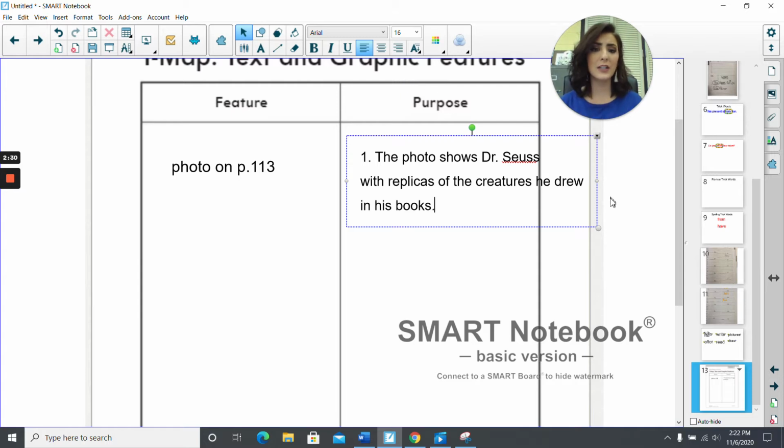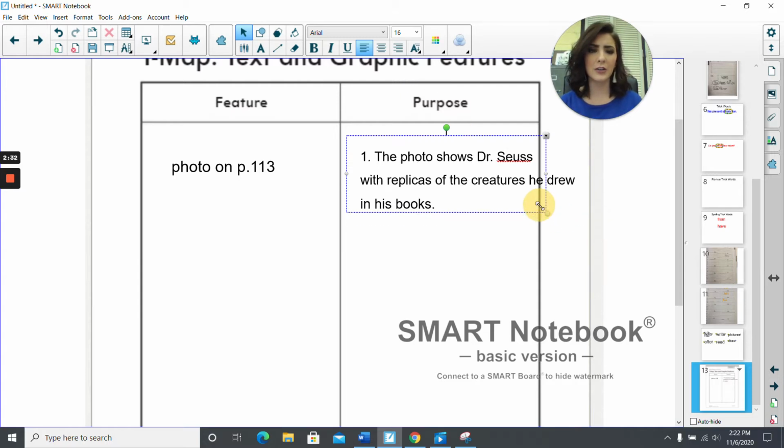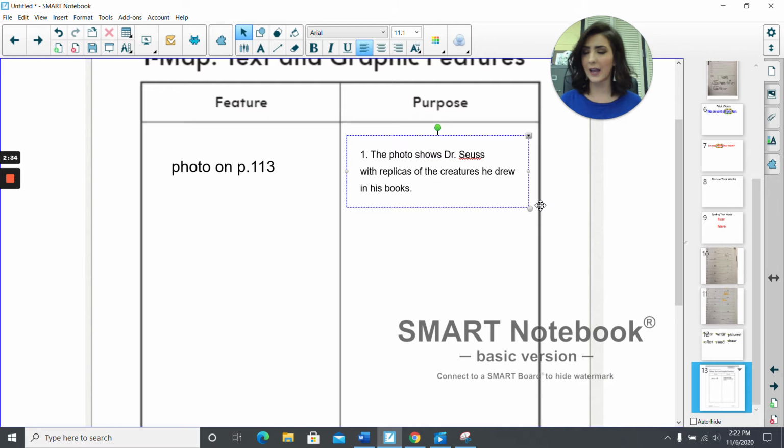So as the reader, seeing that picture helps you to visualize and picture how he came up with all those creatures, right? Sometimes we read Dr. Seuss books and we're like, how in the world did he come up with a crazy animal or creature like that? And a lot of the time it would be through using modeling clay, kind of like Play-Doh, and building different characters. Okay, so let's take a look.